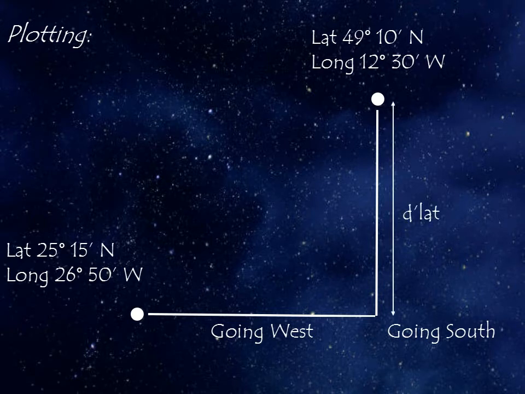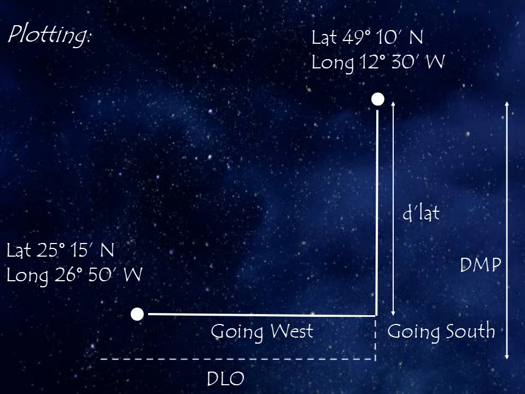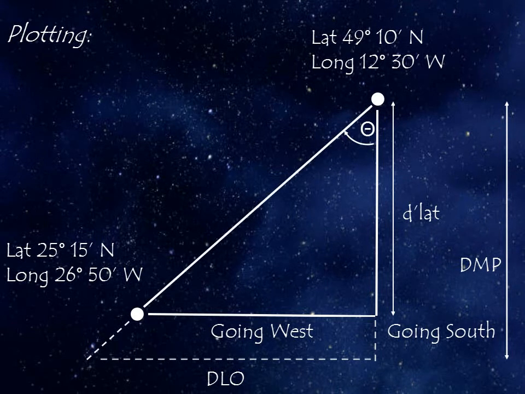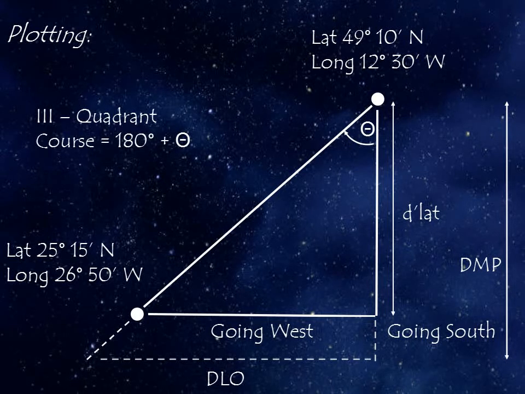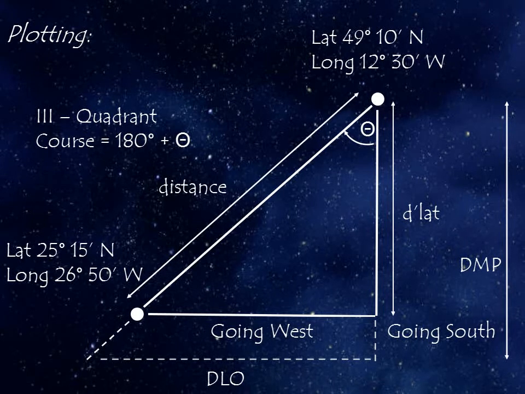D-lat. DMP. DLO. Theta. The formula for solving course in the third quadrant is course equal to 180 degrees plus theta. Distance.